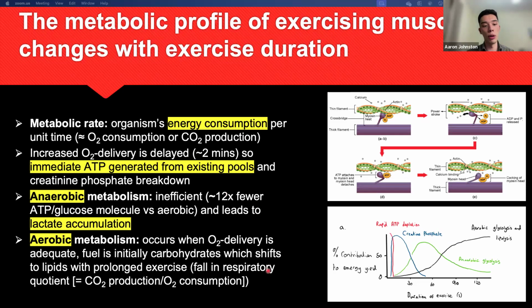And then once we've got more oxygen delivery, this can give way to aerobic metabolism, which is necessary for the long-term energy production. And initially, aerobic metabolism is fueled by carbohydrates. With prolonged exercise, this shifts towards lipids, which are more energy dense, so we can generate more ATP per gram, essentially, of fuel. And this is associated with a change in the respiratory quotient, which, remember, is the CO2 production over the oxygen consumption.